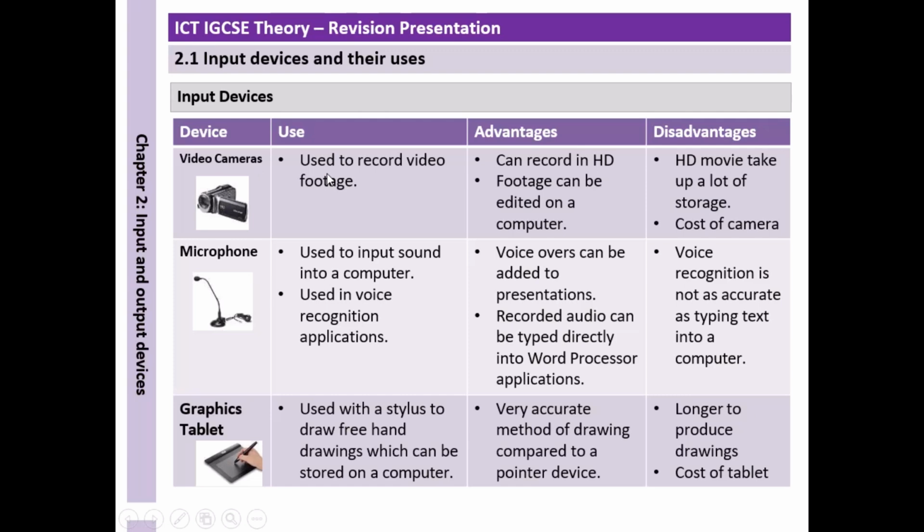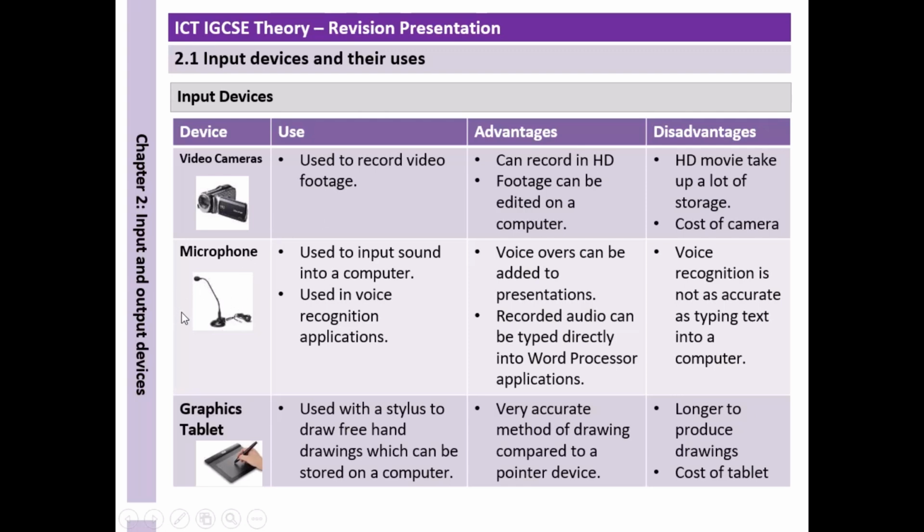Video cameras. A video camera is more advanced than a digital camera, used to record video footage. Advantages: can record in high definition. Footage can be edited on a computer. Disadvantage: HD movies take up a lot of storage, so your laptop or desktop must have terabytes to be able to work with recorded videos. Another disadvantage: the cost of buying a video camera is on another level. They don't come cheap, they're very expensive, but it is an input device.